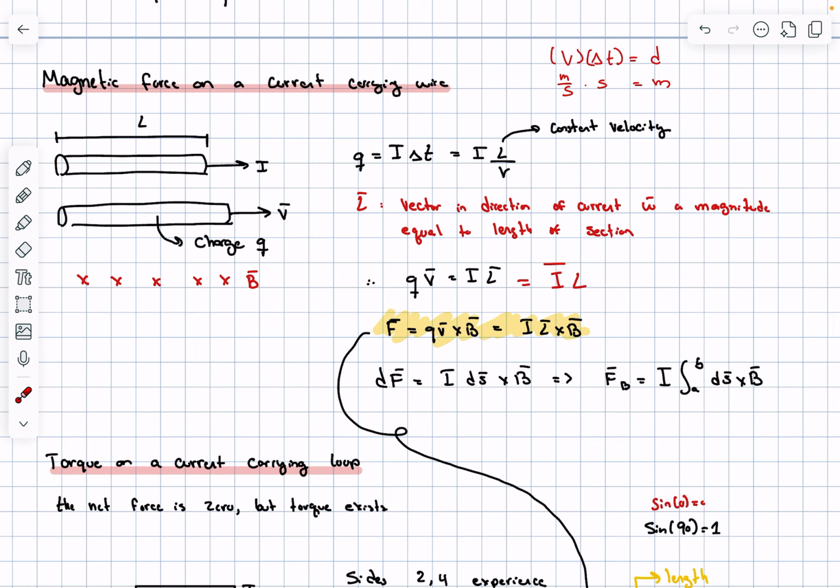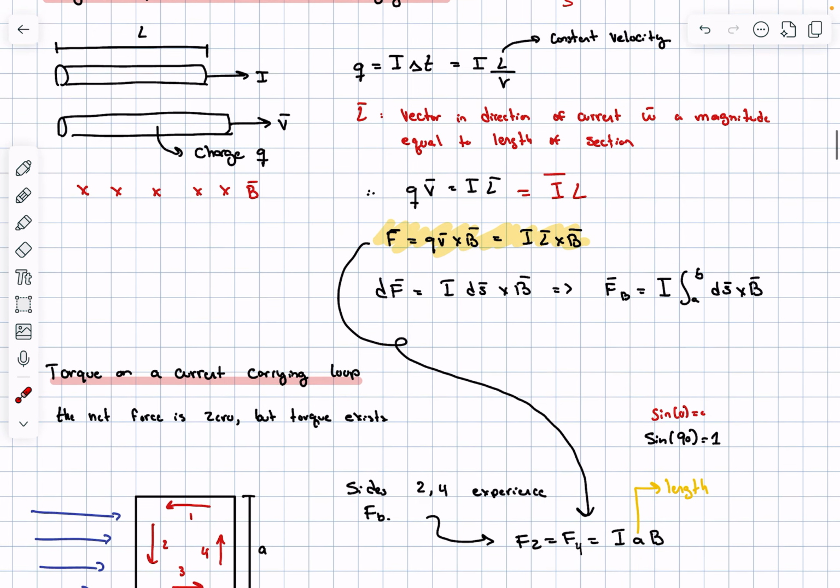We know that the magnetic force is QV cross B. We know what QV is, so we're going to plug that in here. So we get IL cross B.